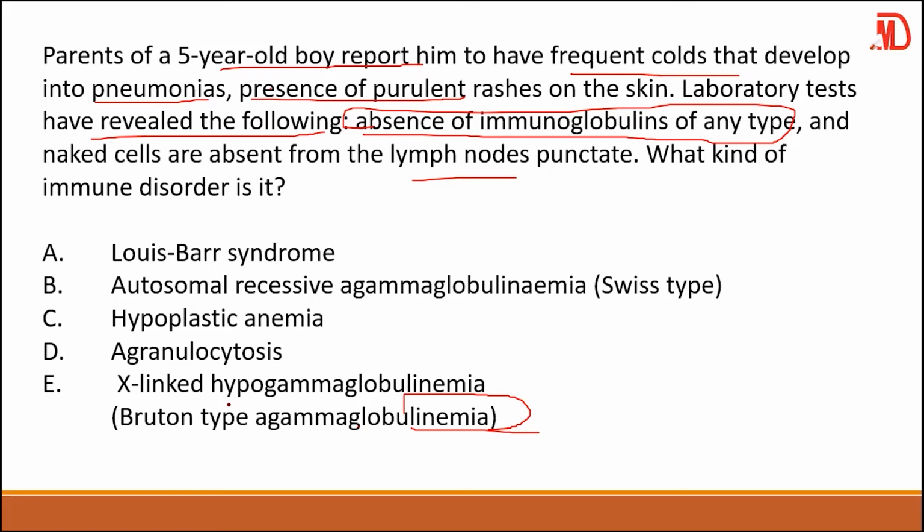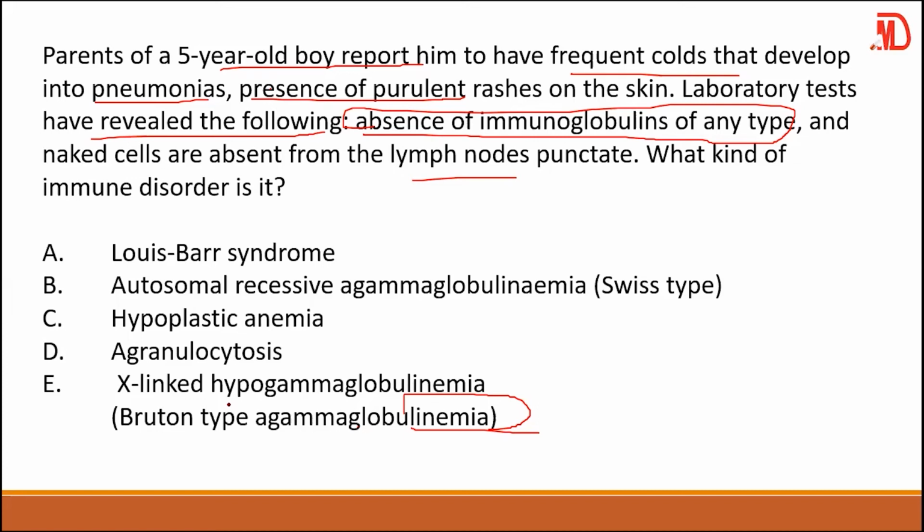Good. So now in Bruton's, we have that deficiency whereby the cells are not able to mature from pre-B cells to mature B cells. And again, these are responsible for the production of immunoglobulins.